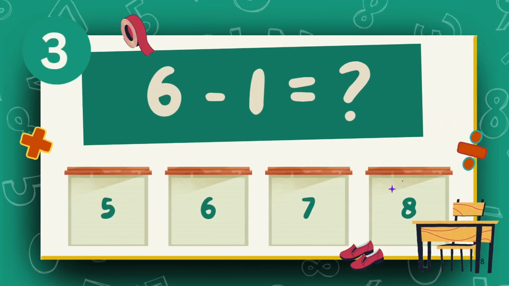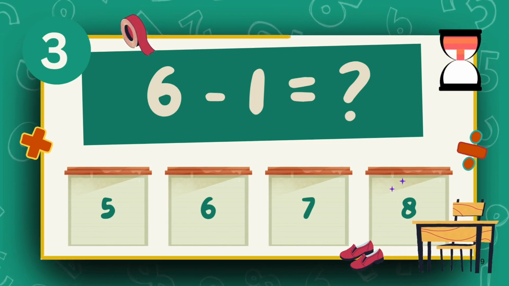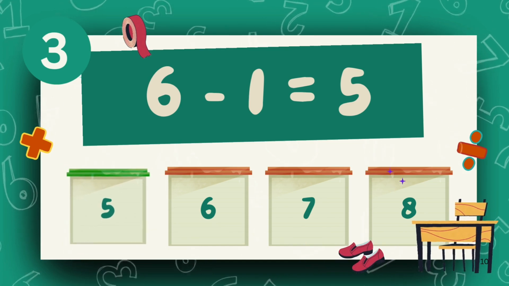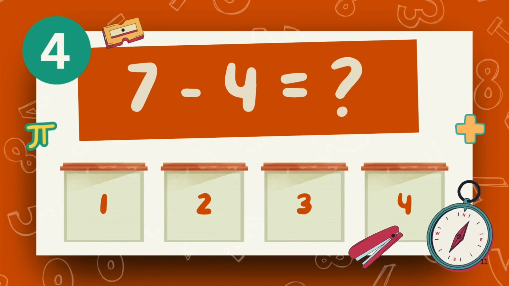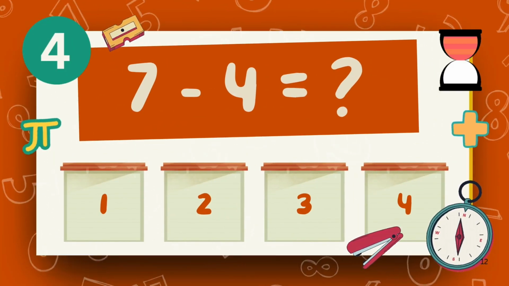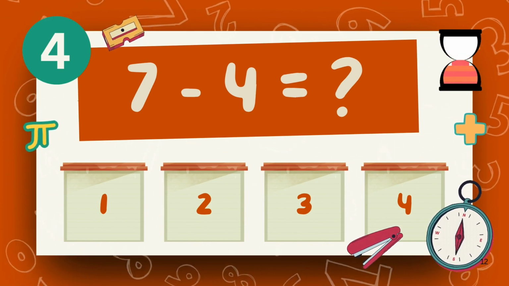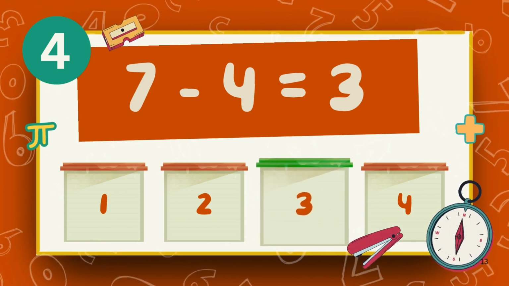What is 6 minus 1? The answer is 5. What is 7 minus 4? The answer is 3.